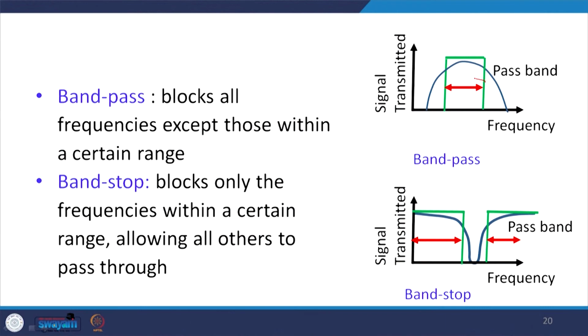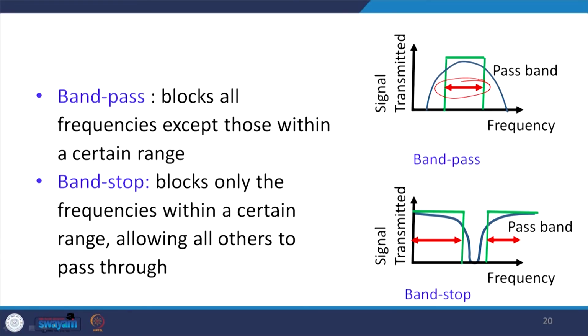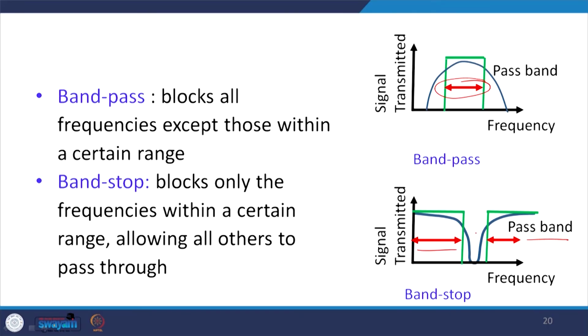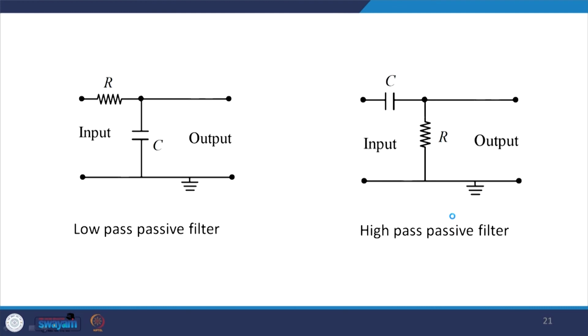Then you have a band pass filter, where we allow a frequency of a particular band to be passed through. That is, it blocks all frequencies except those within this range. And a band stop filter blocks only the frequencies within a certain range, allowing all others to pass through. So, here this is the pass band, this is the pass band, and the frequency of this range is going to be blocked. This is the band stop filter.